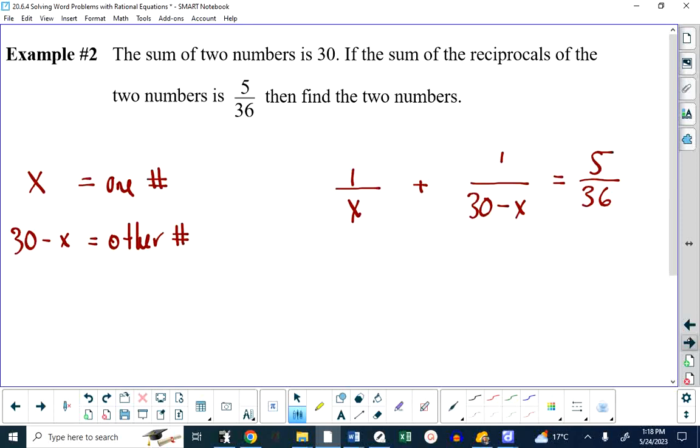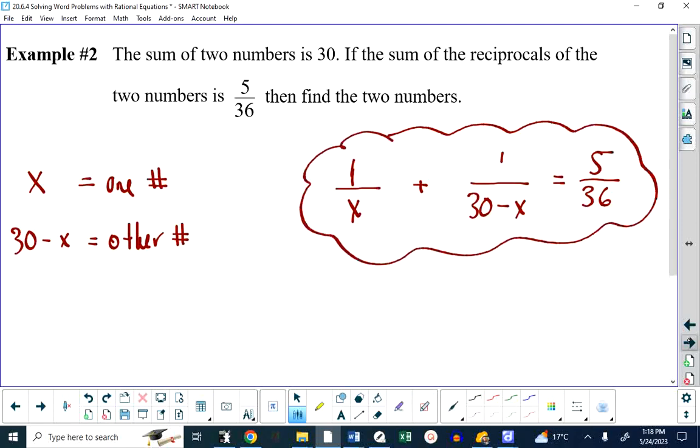And there could be similar types of questions, like maybe the sum of the two numbers is 40, in which case it would be x and 40 minus x. So this is the equation that you are going to have to solve for x. And I'm not going to give you the answer to this one. I'm just going to say when you find x and then you take 30 minus it to get the other number, take the reciprocals of them and add them together and see if you get 5 over 36. And if you do, you've done it right.